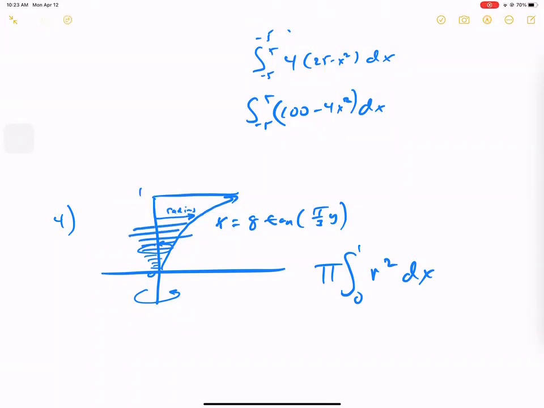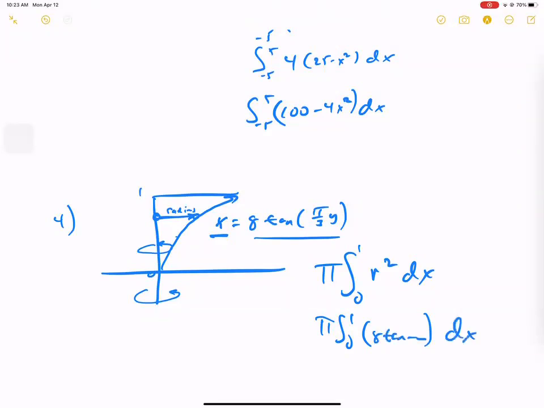The area of one circle will be just pi r squared. The radius goes from 0 to the graph itself, which is our x value. That's our r value. So in this case, it's going to be pi integral from 0 to 1, and our r value is 8 tan blah, blah, blah, with a little bit of dx.